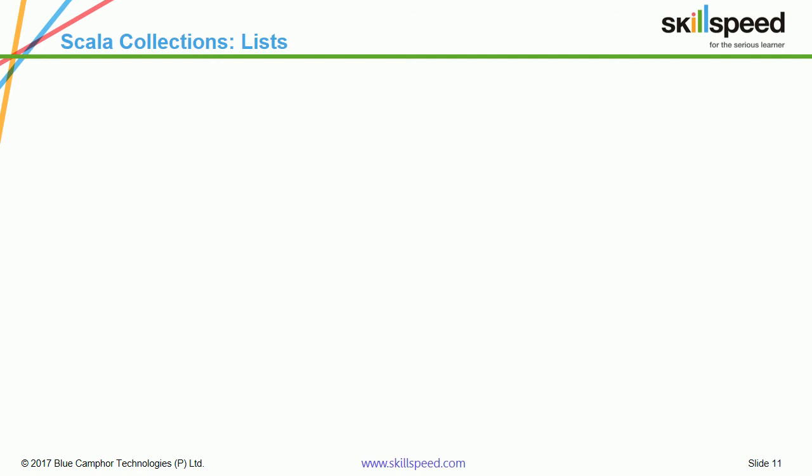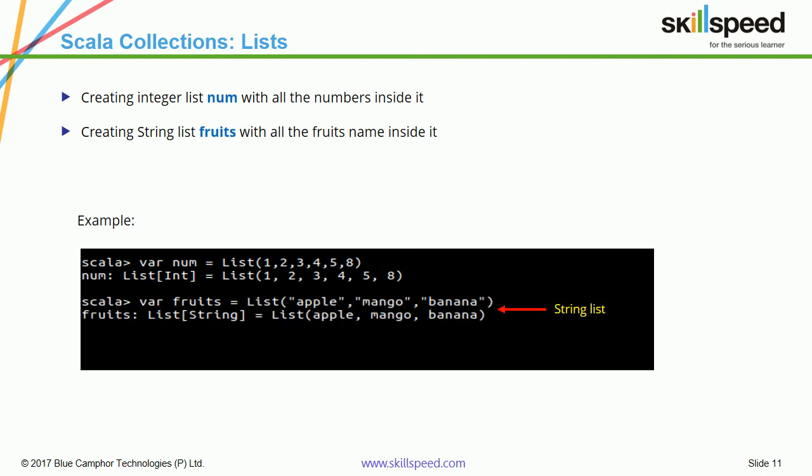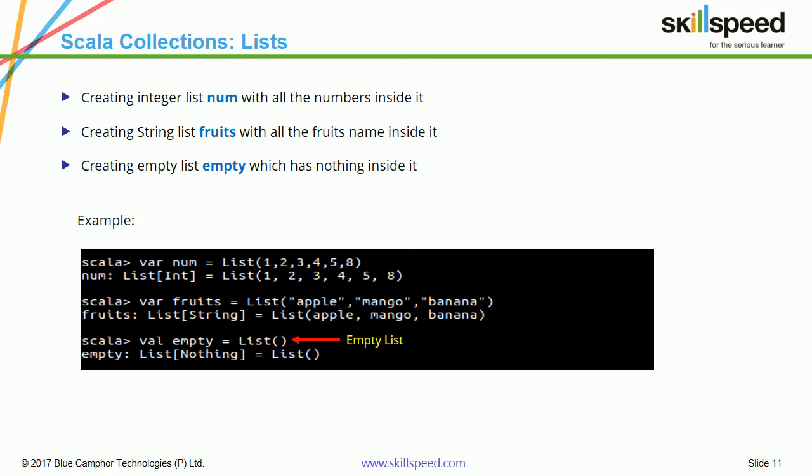Now let's practically see how we can create a list. Here you can see that I am creating a list called num by mentioning var num = List(1, 2, 3, 4, 5, 8). So this will create a list of integers, as you can see. And then I am creating a list of strings by mentioning var fruit = List("apple", "mango", "banana"). You can even create an empty list by typing val empty = List() without passing any arguments here.